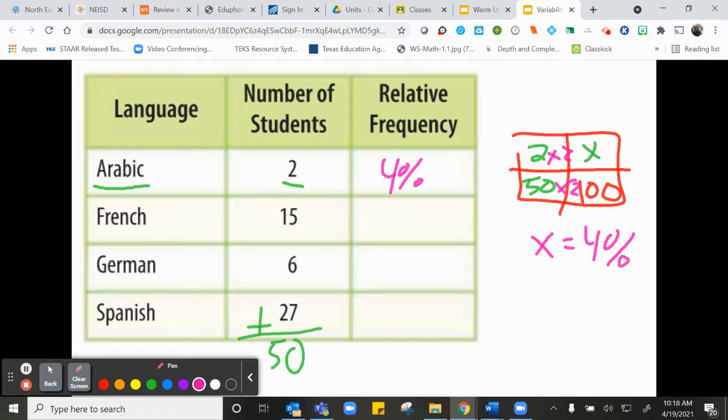All right, so hopefully you paused and you're going to see a pattern. Because it's out of 50, we're just going to multiply everything times 2. So I should get 30%, 12%, and 54%. And that's how you find relative frequency. Sometimes you may see it used with tally marks versus the numbers given to you. So just be prepared to make everything into a percent.